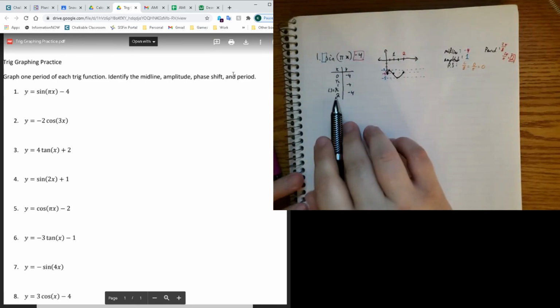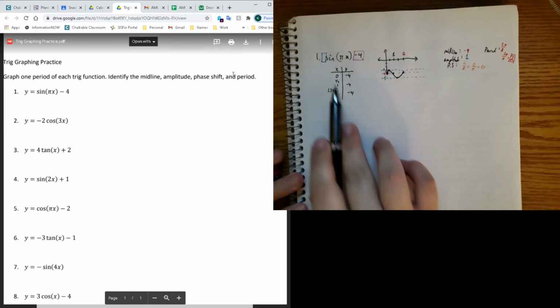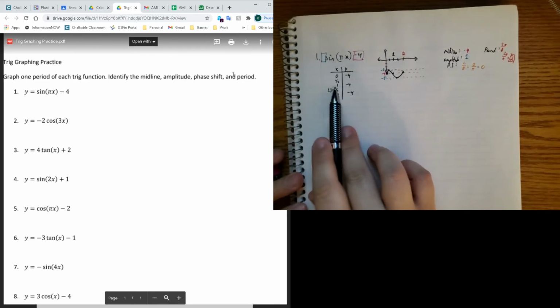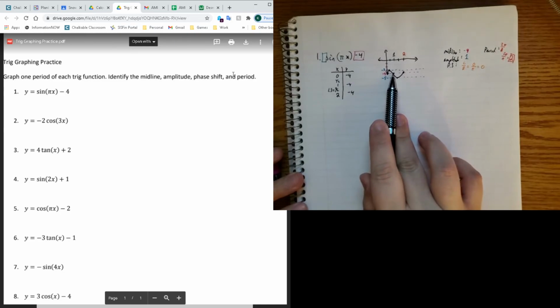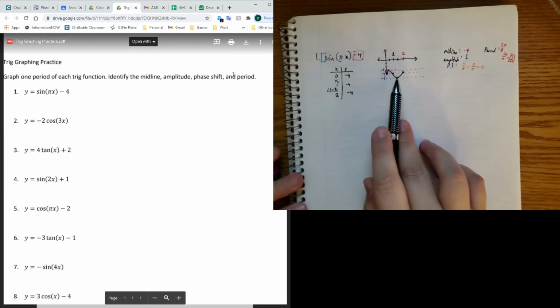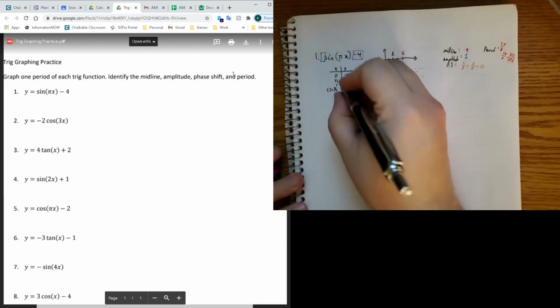These 5 values, again, come from the period, which defines the ending place, the phase shift, which defines the starting place, and then halfway in between those two, so between 0 and 2 is 1. That gives my first point of interest. And then between 1 and 0 gives my second. Between 1 and 2 gives my third, giving me a total of 5 points of interest.